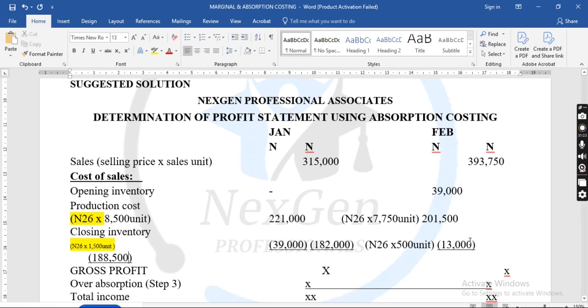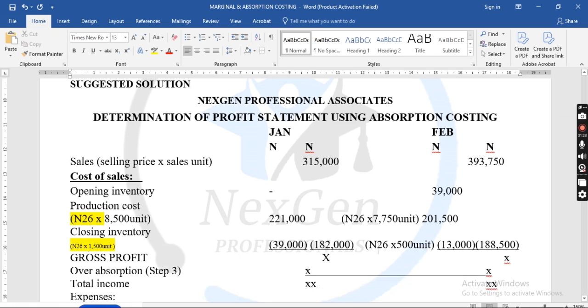Please confirm. No, it is 227,500. Okay, now let's do it together. 39,000 plus production cost 201,500 for February, minus 13,000. What do you have? 227,500. Sorry, I didn't add that thing.